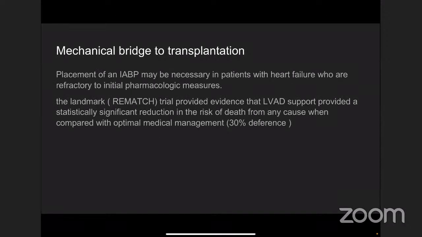Mechanical bridge to transplantation. Placement of an intra-aortic balloon pump is necessary in patients with heart failure refractory to initial pharmacological measures. The landmark Randomized Evaluation of Mechanical Assistance in the Treatment of Chronic Heart Failure trial provided evidence that LVAD support provides a statistically significant reduction in the risk of death from any cause when compared with optimal medical management, with a 30% difference.